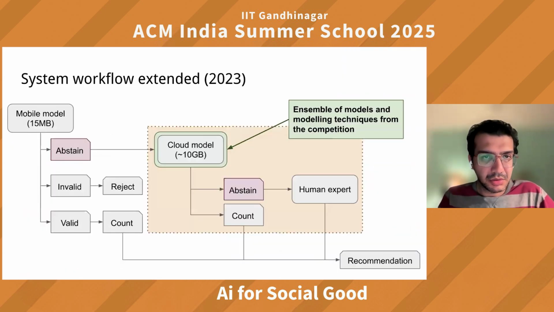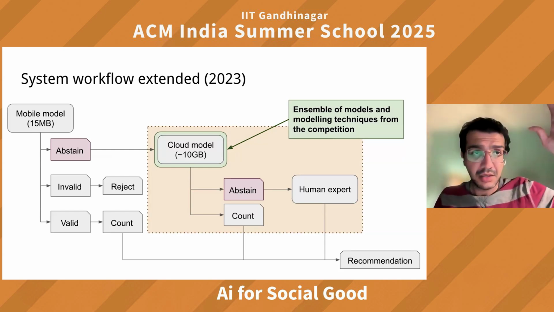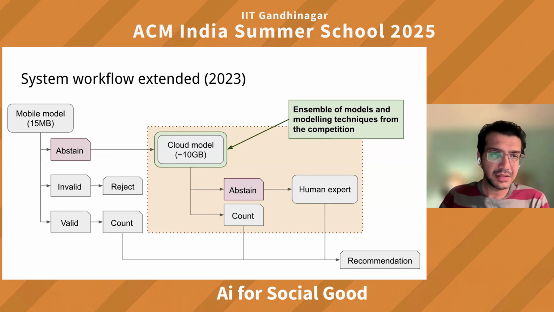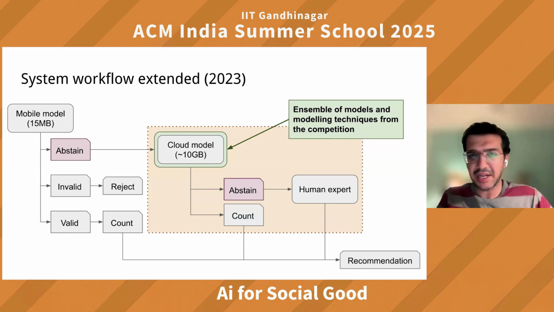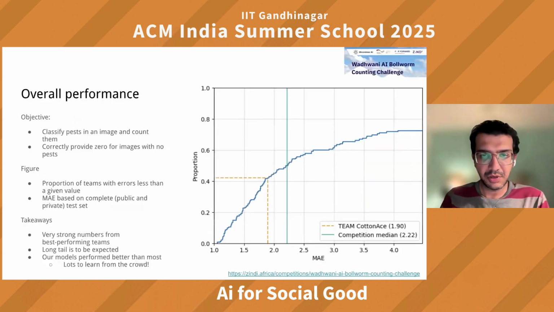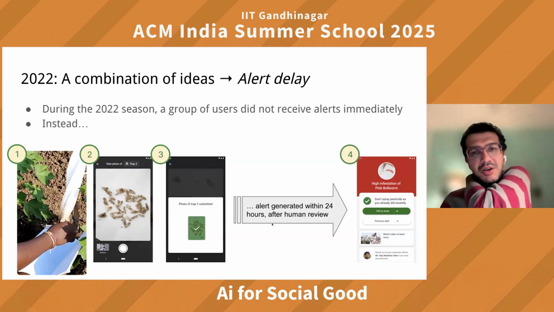What we did, let me just go to this one, this is the final big picture here. On the left, we have the compressed mobile model. If it says it's invalid, then it rejects and they take more pictures. If it's valid, then it gives a count. But if it gets triggered for abstaining, and we have a paper on all the techniques of how we do this abstaining and study this, then it'll wait for the internet connection and go to the cloud model, right? My ordering got messed up today.